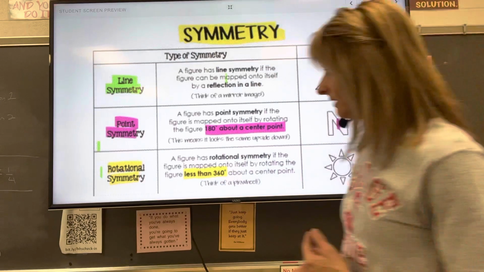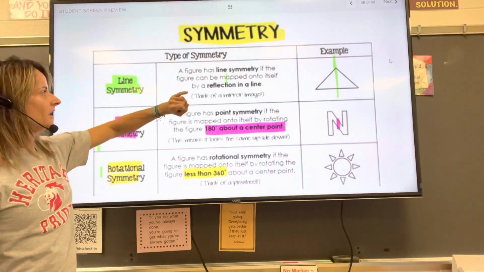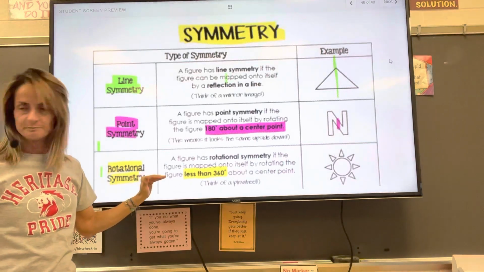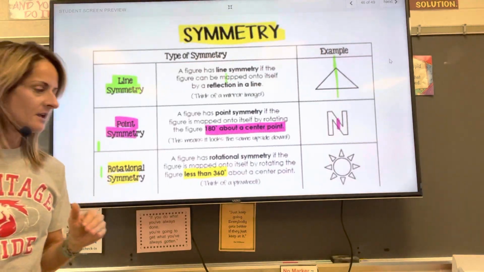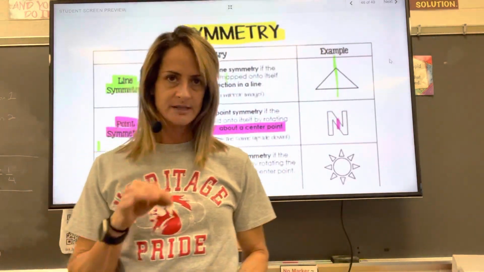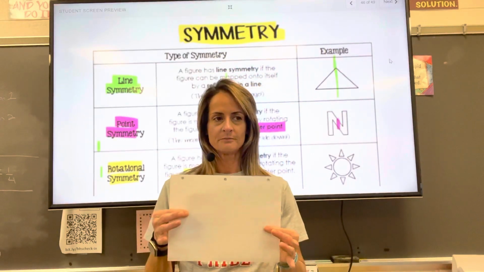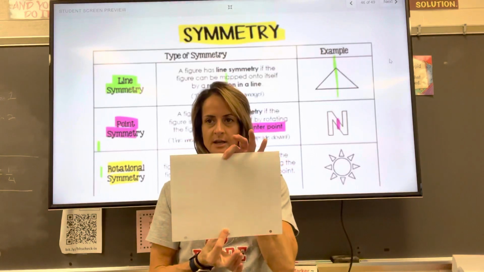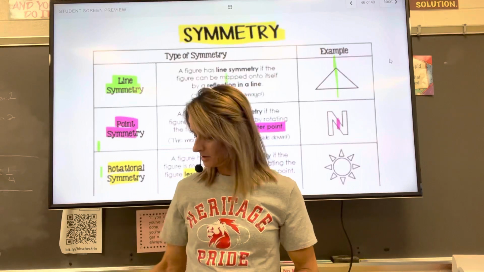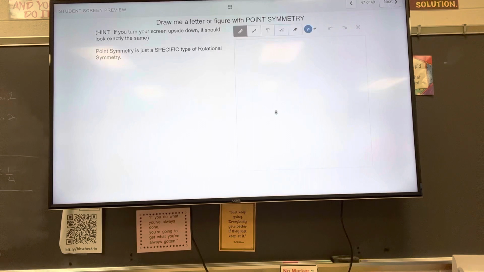So this is a summary of the types of symmetry that we're learning about. Line symmetry, okay, which is reflectional symmetry. We already kind of went over that. Rotational symmetry, which we just went over as well, okay? Point symmetry is basically just a figure that has rotational symmetry at 180 degrees. So if you take a figure and you flip it upside down and it looks exactly the same, then that figure has point symmetry.